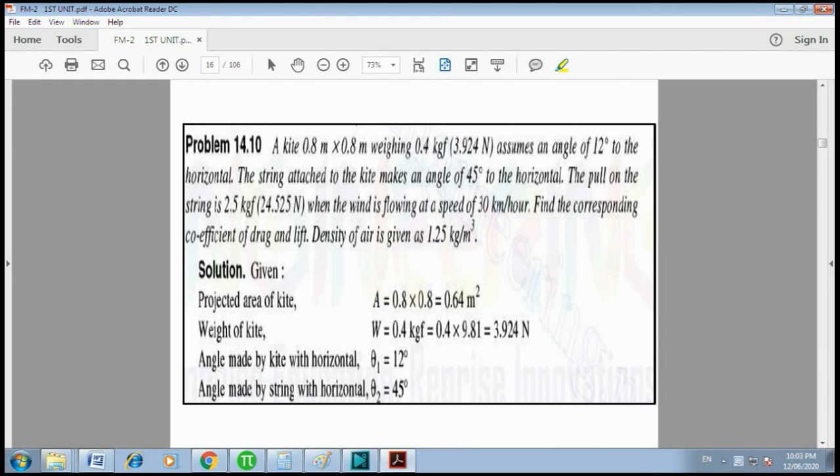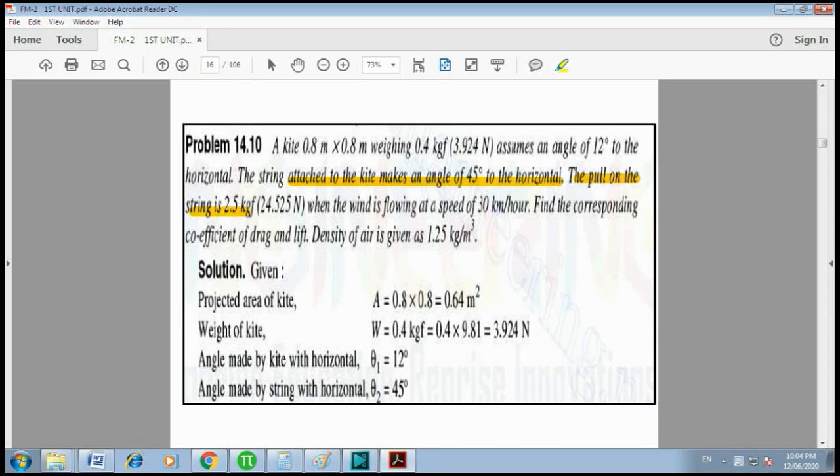Now, next example: a kite having an area of 0.8 meter by 0.8 meter, with its own weight of 0.4 kgf, kilogram force, which is converted into 3.92 newton, assumes an angle of 12 degrees to the horizontal. The string attached to the kite makes an angle of 45 degrees to the horizontal. The pull on the string is 2 kgf.